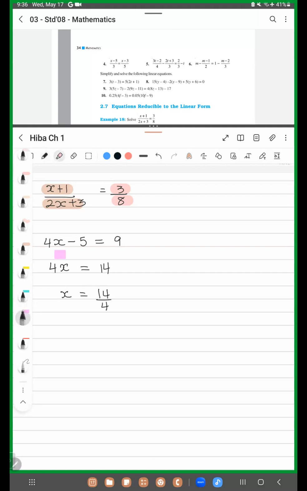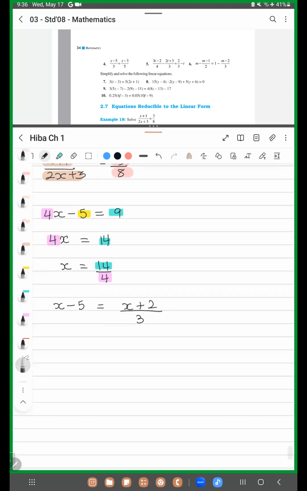ठीक है. So what have we done here? We have basically brought this 4 to the other side. उसको नीचे ले आए हम, ठीक है? Now let me give you another example. x minus 5 is equal to (x plus 2) by 3. ये कैसे करेंगे?